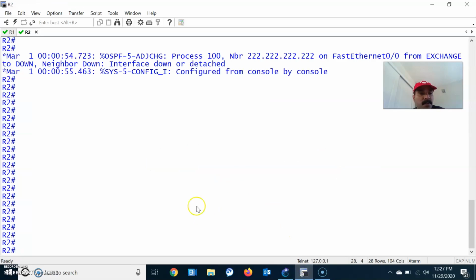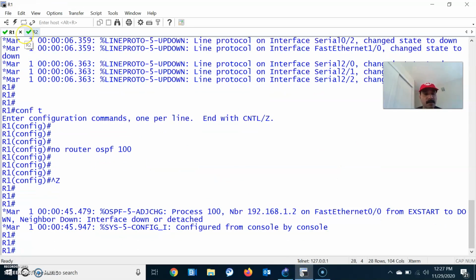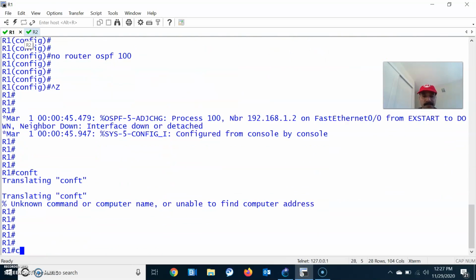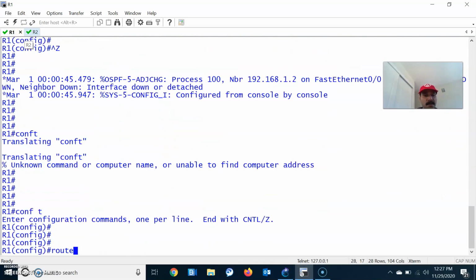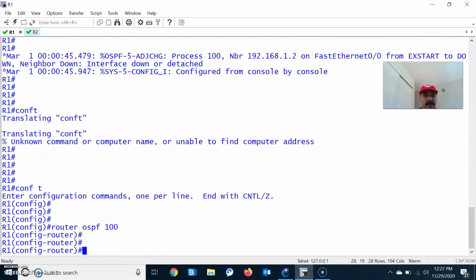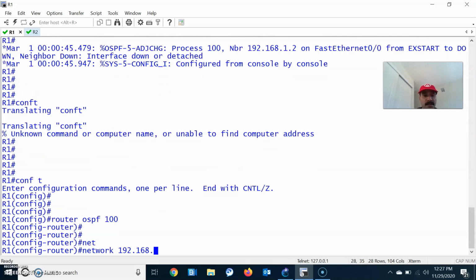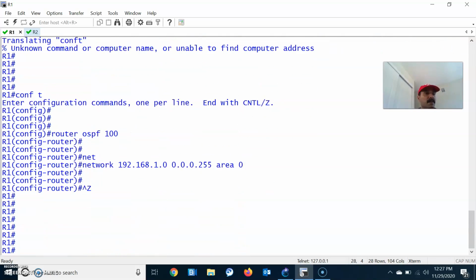So before that, let us quickly configure the OSPF routing protocol. Go to the configuration mode and router OSPF 100. And what is the network is 192.168.1.0 followed by the wildcard mask, then followed by the backbone area. This is the only area I configured.